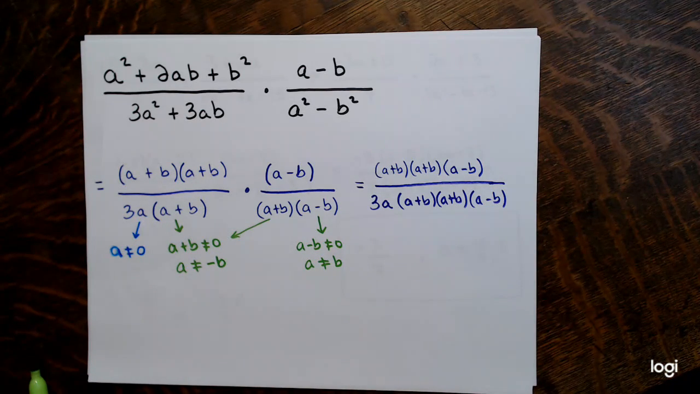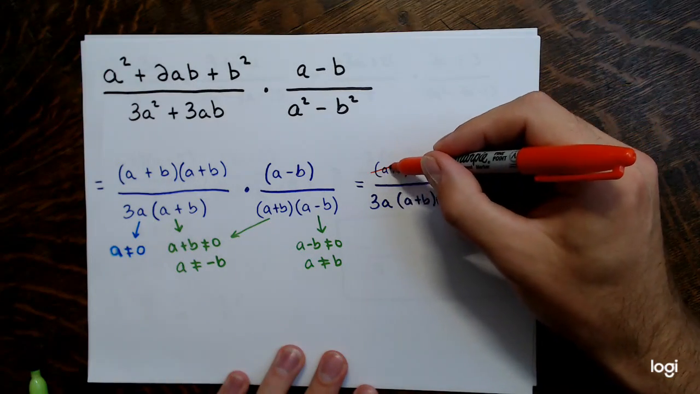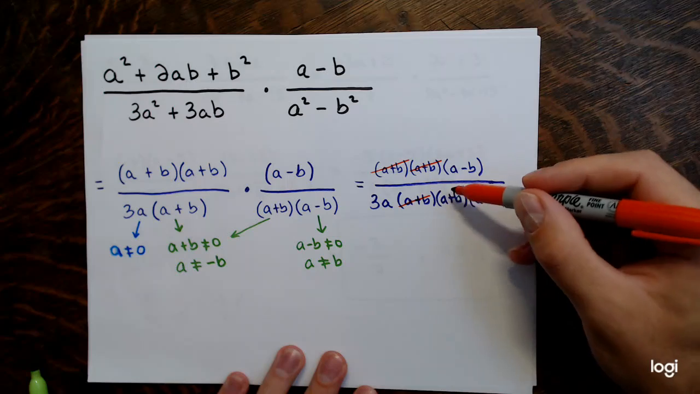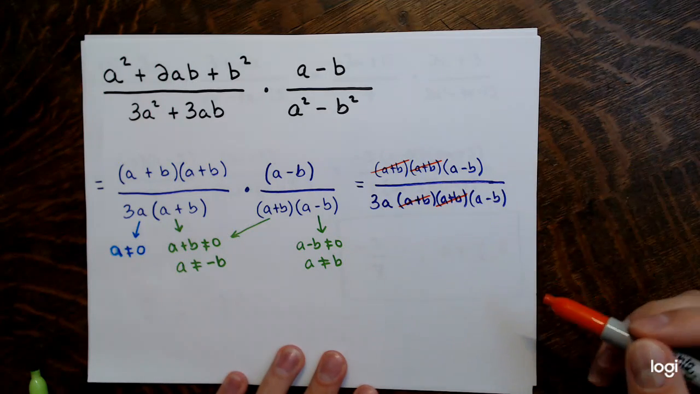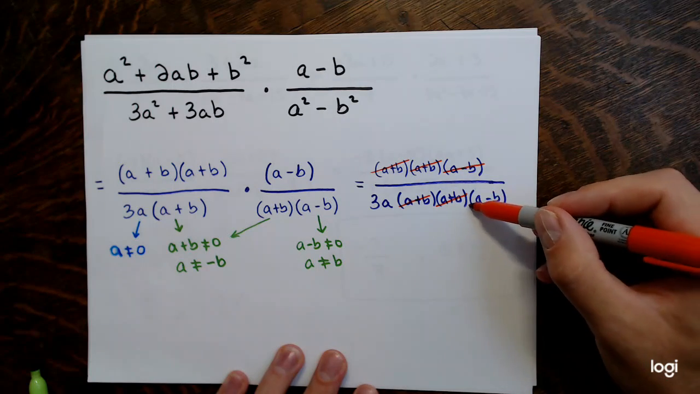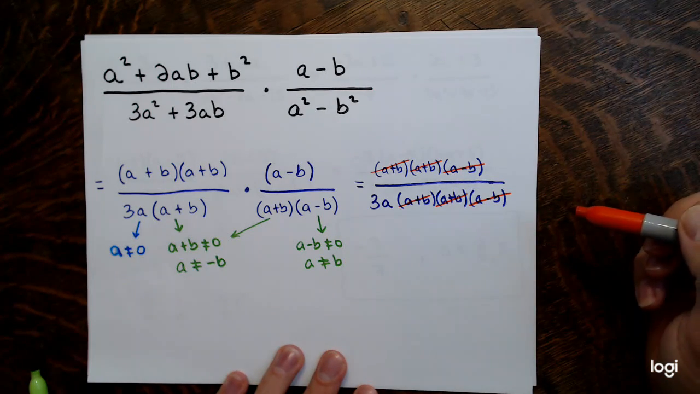I can cancel any common factors. So I'm seeing a common factor of a plus b, another common factor of a plus b. So in fact, they both had a plus b squared, and another factor of a minus b that they all have in common. And that's it.